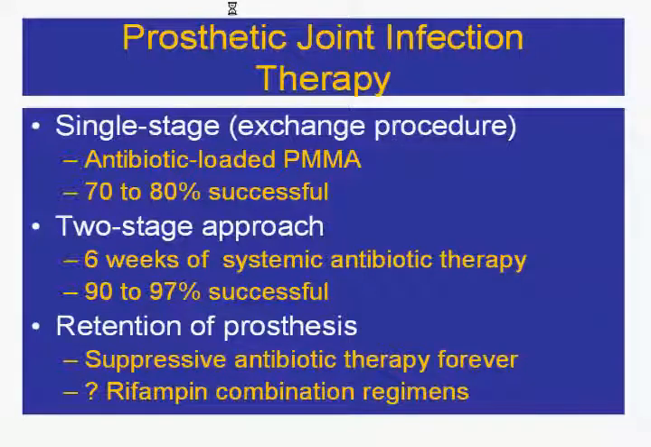It's only 70 to 80% successful, and that's not as good as the two-stage approach, which is the one that was developed actually at this center 30 years ago, where the prosthesis is taken out, the patient receives 6 weeks of antibiotic therapy, and then a new prosthesis is put in at the end of that, and that gives you about a 90 to 95% success rate with hips and about a 97% success rate with knees. And so this one has become the sort of classic approach, but it's nice to have another approach for those patients who can't tolerate two procedures and where they need to have the exchange procedure in order to be able to continue to be mobile.